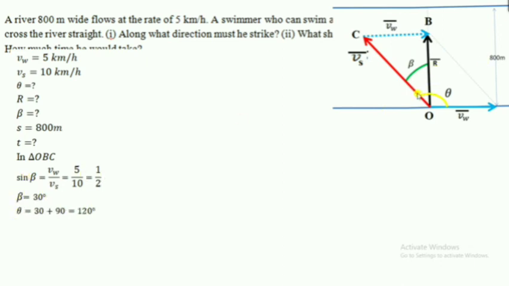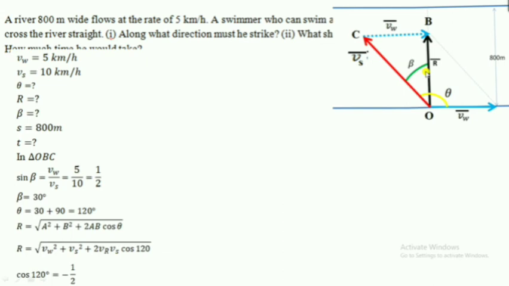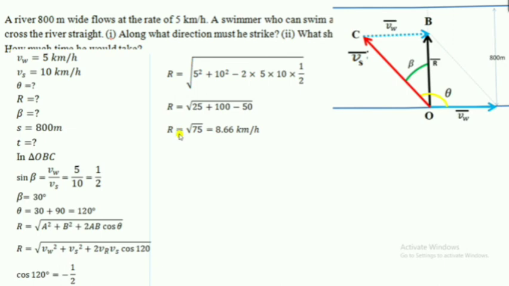So now let's find theta. So theta is this 30 degree plus this 90 degree, so total is 120 degree. So now I got theta. Now I can find the value of resultant. So this is the formula for resultant. So if you put the value, and cos 120 degrees is minus half, so let's put the value. So after putting the value, you will get R is equal to root over 75, that is equal to 8.66 kilometer per hour. Now we'll convert this kilometer per hour into meter per second. So we'll multiply by 5 by 18, so you will get 2.4 meter per second.